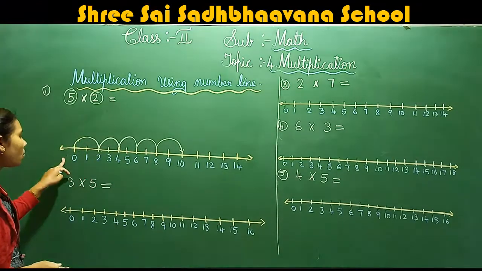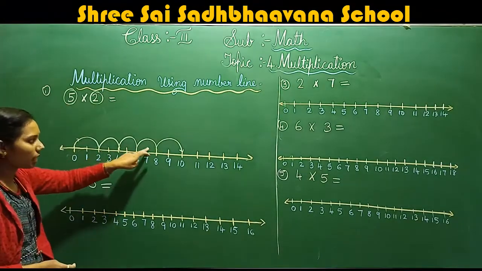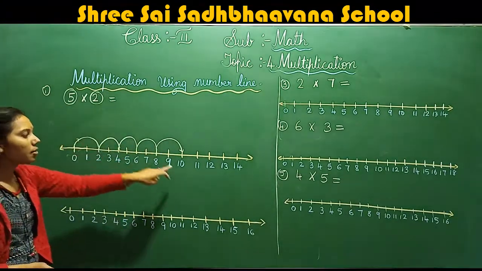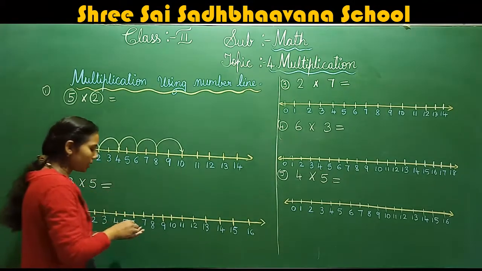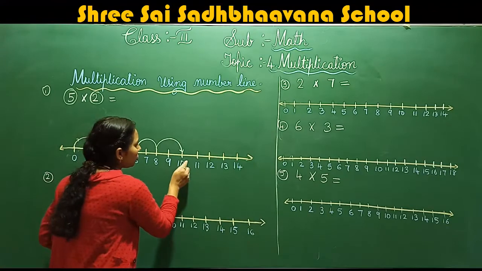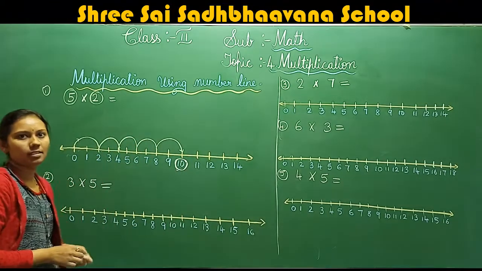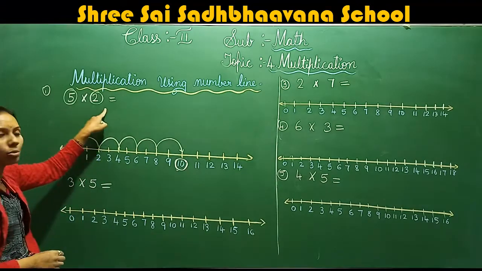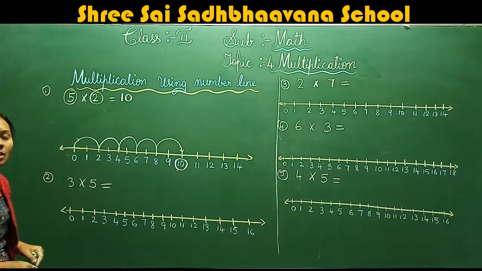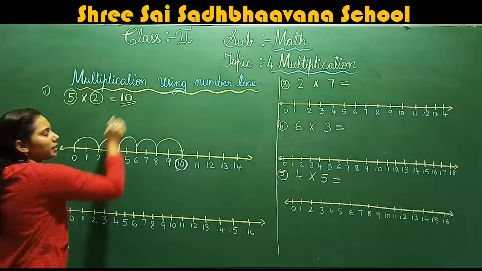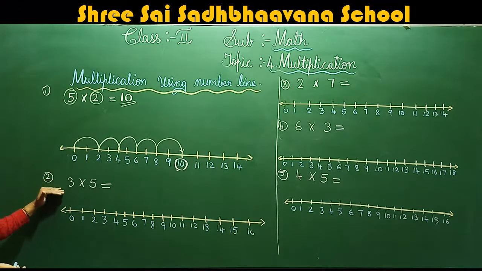Understood, children? Now, what the answer is, if 5 times, if we jump 2 numbers, where we are going to stop here? It is the answer. So, this will be your answer. So, the answer is 10. Got it? So, 5 twos are 10. Good. This is your product. Understood, children? Okay, let us see one more sum.